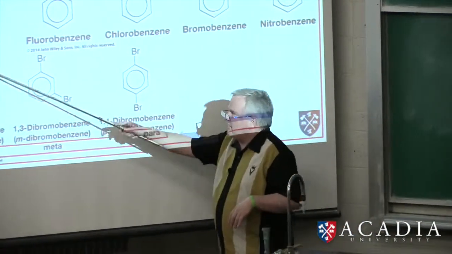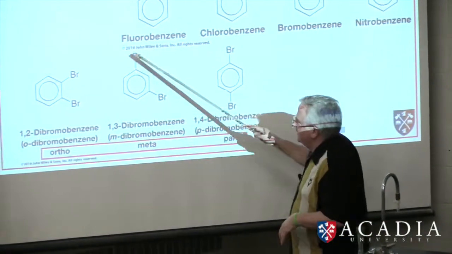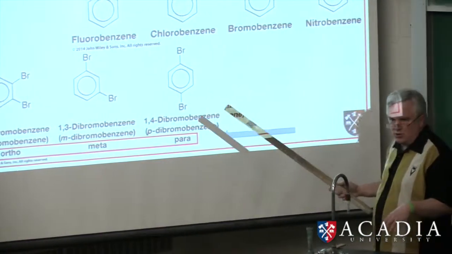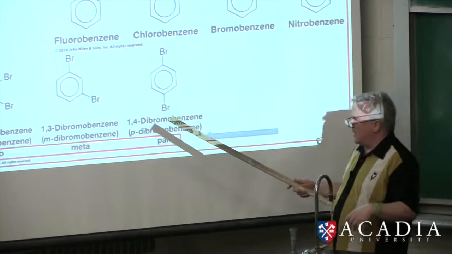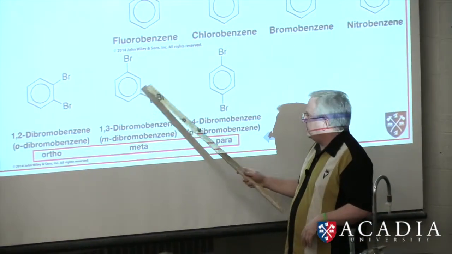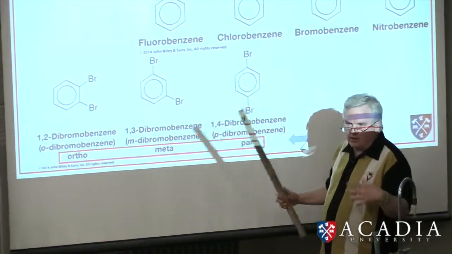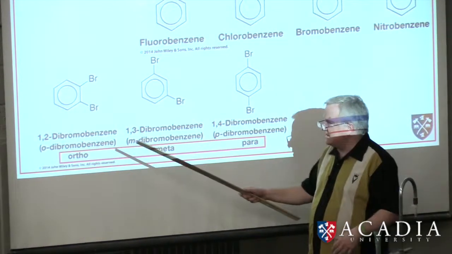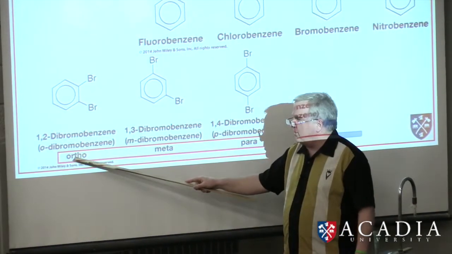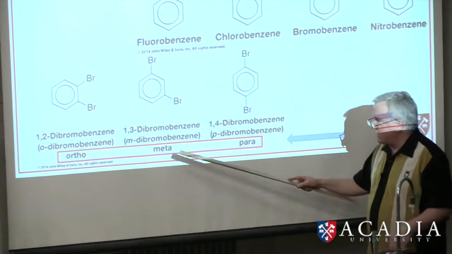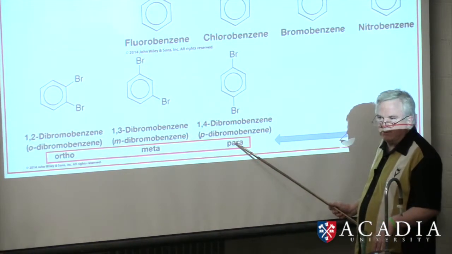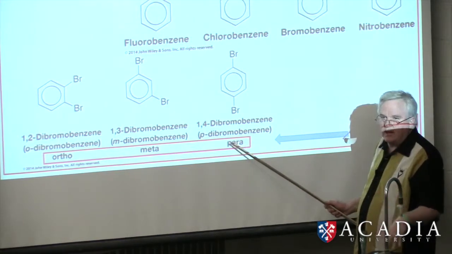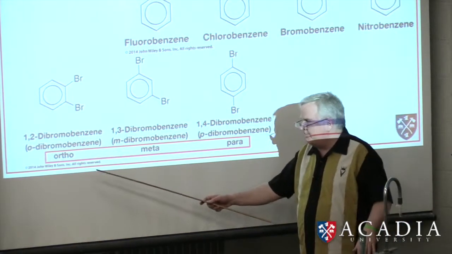So here we have disubstituted. Notice that we can have 3 different kinds of disubstitution when we just have 2 of the same substituents on it. 1,2-dibromobenzene, 1,3, 1,4. There's another nomenclature that you're going to see a lot. Instead of saying 1,2, we'll say ortho-dibromobenzene. Instead of saying 1,3, we'll talk about it being meta. And instead of 1,4, we'll talk about it being para. You do need to know that, okay, because it just shows up all the time.